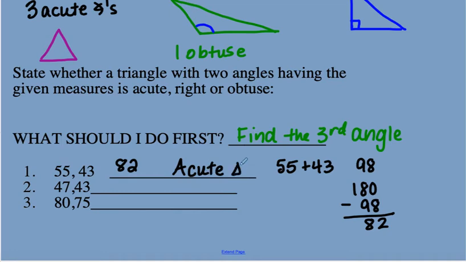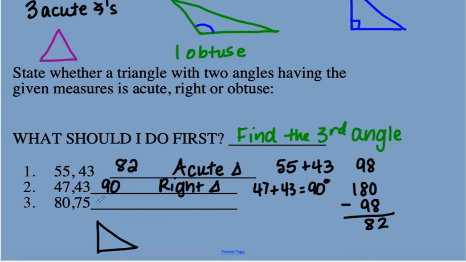All right, 47 and 43. Let's see. I'm going to add 47 and 43. So that gives me 90 degrees. So I know those add to 90. So I know that the third angle would also then have to be 90. So this would be a right triangle. All right, I'm going to leave that last one for you to try.